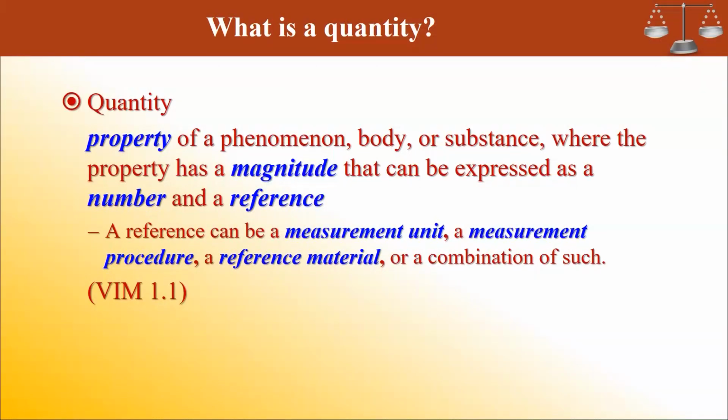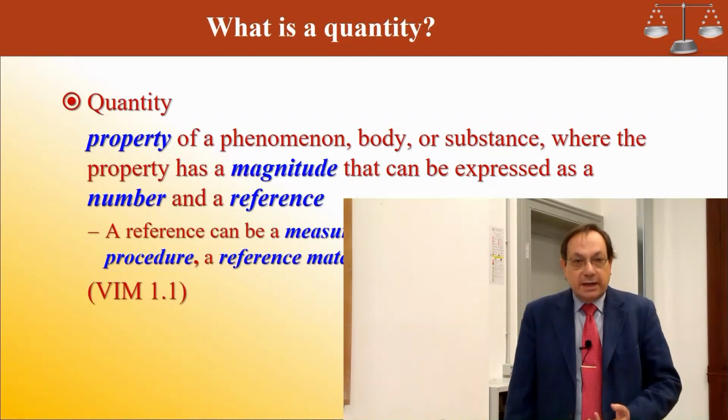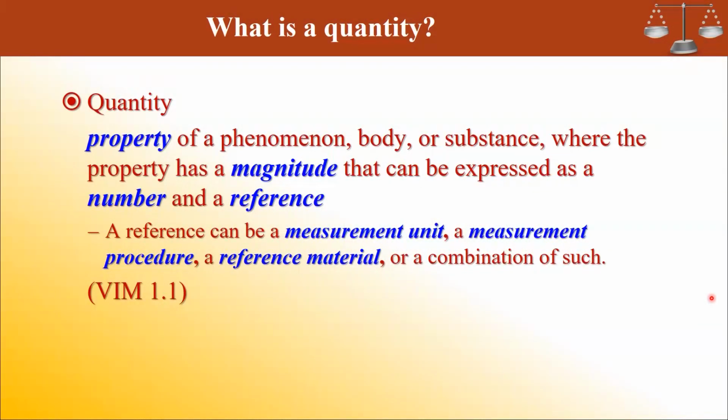So let's see, first of all, how a quantity is defined and what a quantity value is. Let's start with the quantity. As you see on this slide, quantity is defined as the property of a phenomenon, body or substance, where the property has a magnitude that can be expressed as a number and a reference. What is a number? We all know what it is. What is a reference? There is a note in this article, article 1.1, that states that the reference can be a measurement unit, a measuring procedure, or a reference material, or a combination of such.